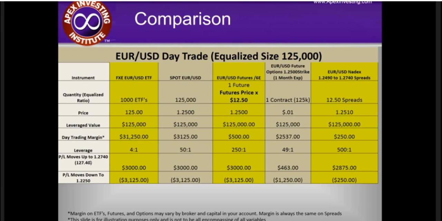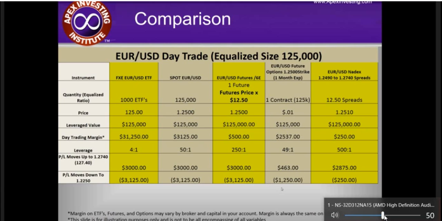So I went out here and I said, okay, what if the market moved up from 125 to 127.40 or down to 122.50? What would I make? What would I lose? Well, looking at the ETF, I'd make $3,000. I'd lose 31.25. Looking at the spot Eurodollar, I'd make 3,000. I'd lose 31.25. Looking at the futures, I'd make 3,000. I'd lose 31.25. Looking at the future options, because with optionality, one month till expiration, you're going to have gamma that moves slower, and you're going to have theta built in there, and all that fun stuff. You're going to make $463 on the same move, but you put up quite a bit more money.